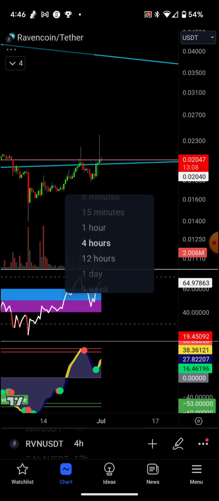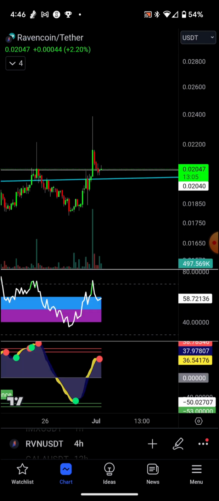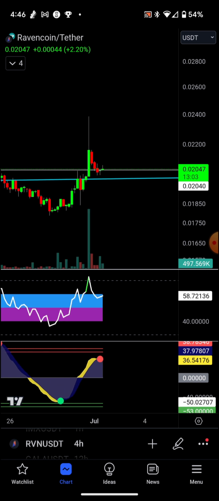Let's go down to the 4-hour really quick. And right now, we are actually on the 4-hour doing a retest of that. So we broke through, and now we are retesting. I'd say we're retesting the larger macro triangle, but also that previous resistance.